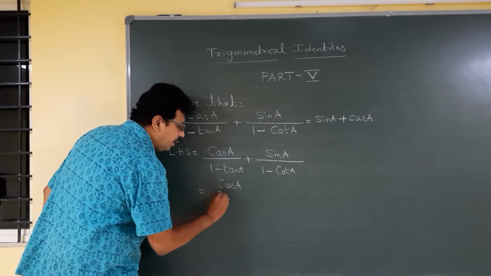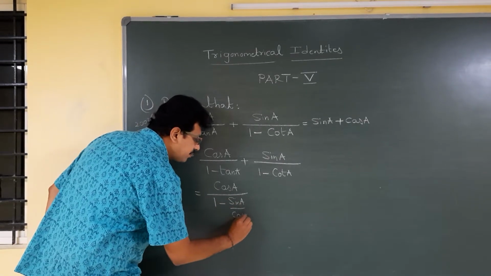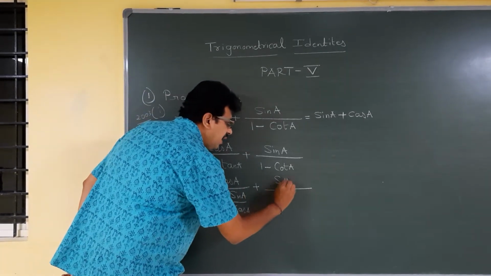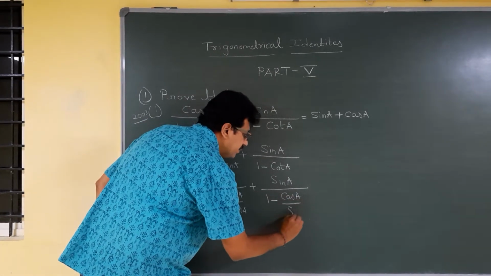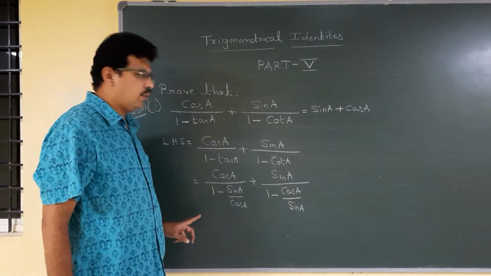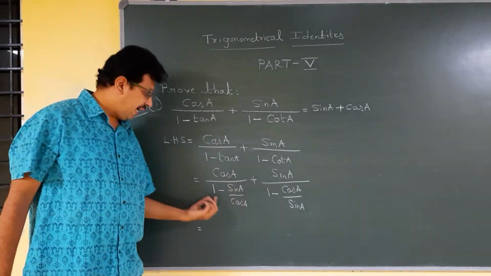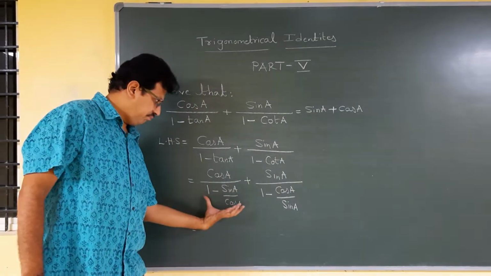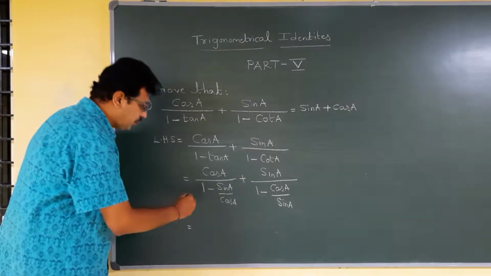Cos A by 1 minus sin A by cos A, where I am writing tan A as sin A by cos A, plus sin A by 1 minus cos A by sin A. So cot A is cos A by sin A, which you should be very clear about, children. So that is equal to, still we cannot take the LCM. We have to simplify the denominator parts. Can you see the denominator part? It's very important, children. First we need to take the LCM of the denominator part, then we should take the LCM of this plus sign. So let us do that.